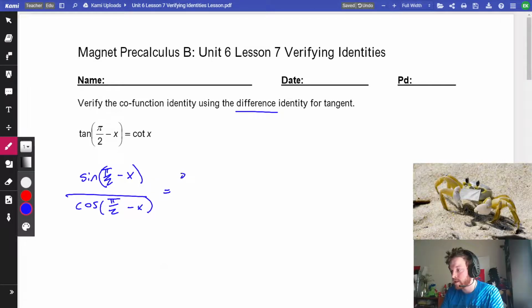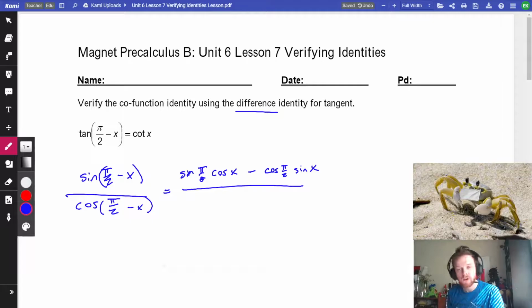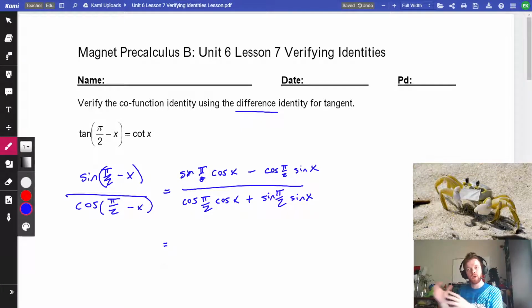Sine of pi over 2 minus x, that's sine pi over 2 cosine x, keep the minus, cosine pi over 2 sine x, all over cosine pi over 2 cosine x plus sine pi over 2 sine x. Cool. All right, let's evaluate some of these things. Sine of pi over 2. I could go ahead and draw a sine graph if I wanted to. I'm not going to. Sine of pi over 2 is the y-coordinate at pi over 2, which is 1. So that's going to be 1 times cosine x.